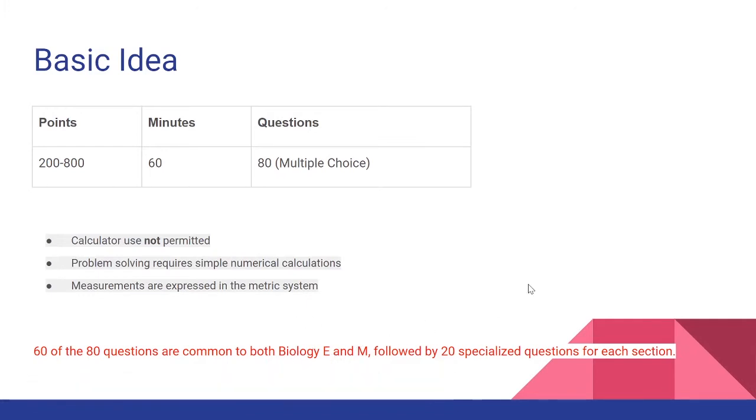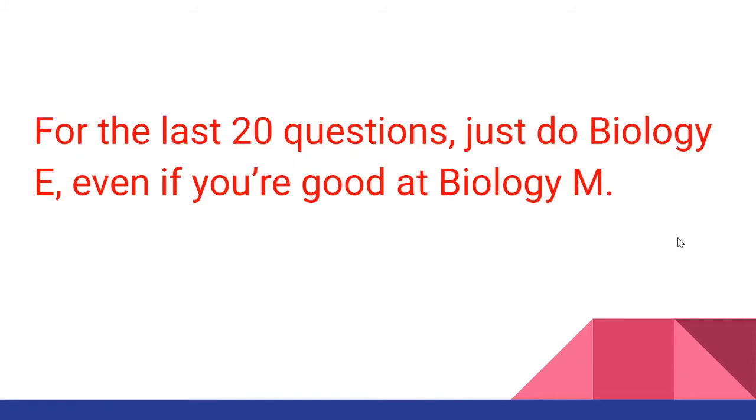M is harder, E is easier. So I mean, you choose which one you want to do. Do you want to go the hard way or the easy way? I would just tell you to do for the last 20 questions, just do biology E, even if you're good at biology M, because biology M is just really tough and you have very little time to go through all those nitty-gritty questions that are lab-based or that give you a situation. I mean, you don't have that much time, so it's better to go with the easier option. So that's what I would recommend.